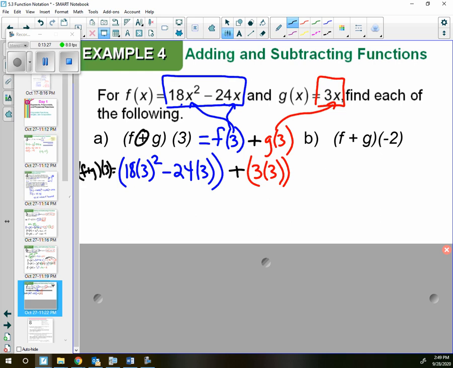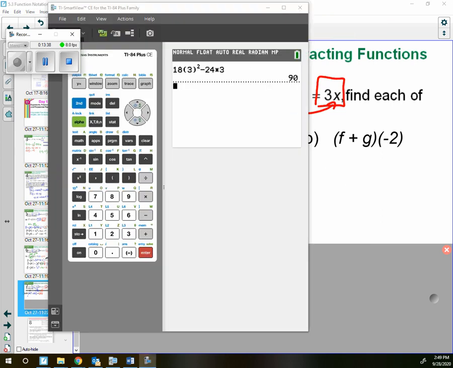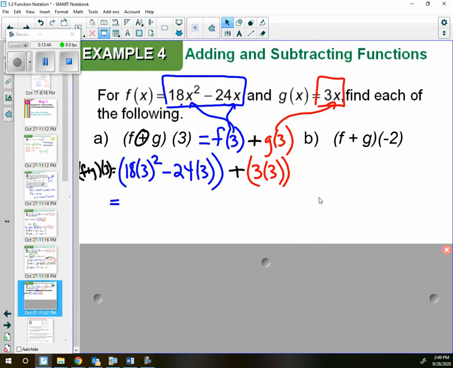So I just need to evaluate each of those functions at 3. So go ahead and pause the video. Can you do some arithmetic for me? Could you do f of 3 and then g of 3 so we can figure out what those values are? All right, so for f of 3, 18 times 3 squared minus 24 times 3, I got 90. So hopefully that's what you guys were coming up with as well.